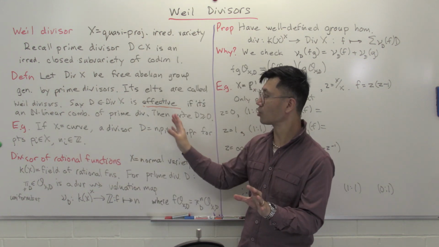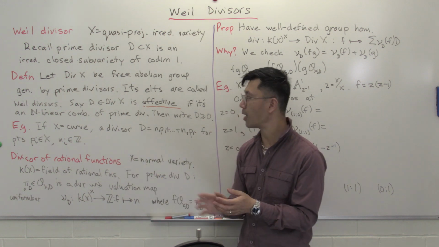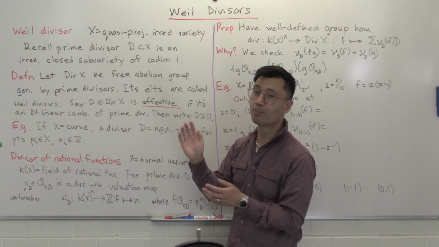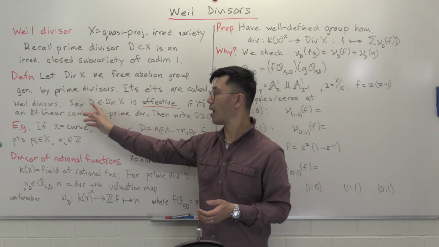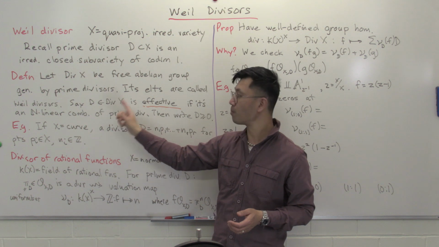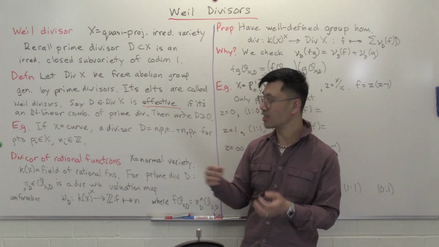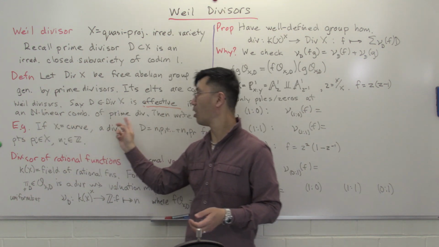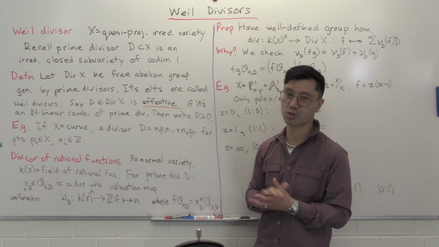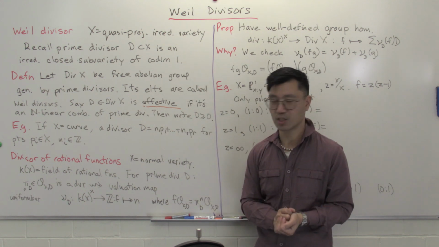The other thing that's kind of useful is that on this set, you can talk about a so-called positive cone, and put a partial order on it. So what are those positive elements? We say a D, an element of this group, is effective if it's actually some N linear combination of prime divisors, and in that case we write D is greater than or equal to 0. So fairly natural definitions here.